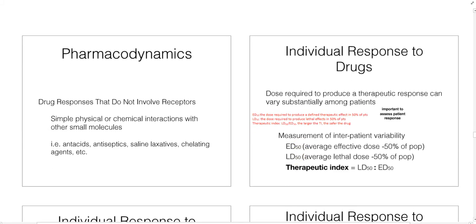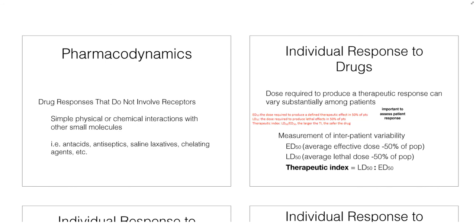There are some drugs that do not involve receptors and produce simply a physical or chemical interaction with other small molecules. Antacids, they themselves are a base, and so you take them and they neutralize the acid in the stomach. Saline laxatives, chelating agents, antiseptics. That's basically it.